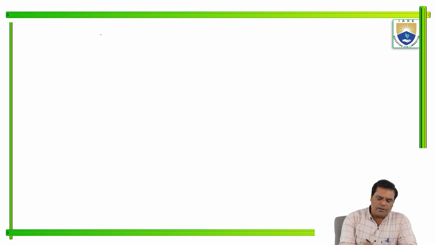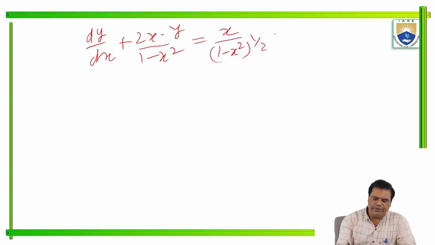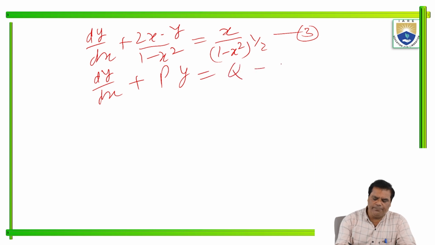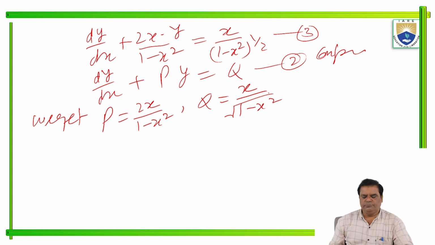Now dy/dx plus 2x into y upon 1 minus x square equal to x upon (1 minus x square) to the power half. This is equation 3, and the general form is dy/dx plus py is equal to q. Comparing these two equations on both sides, we get p is equal to 2x upon 1 minus x square and q is equal to x upon the square root of 1 minus x square.